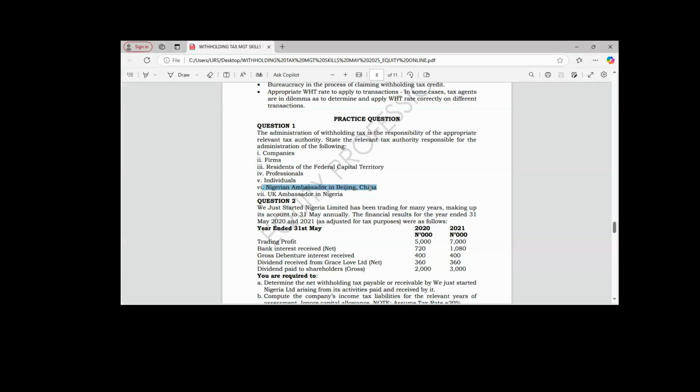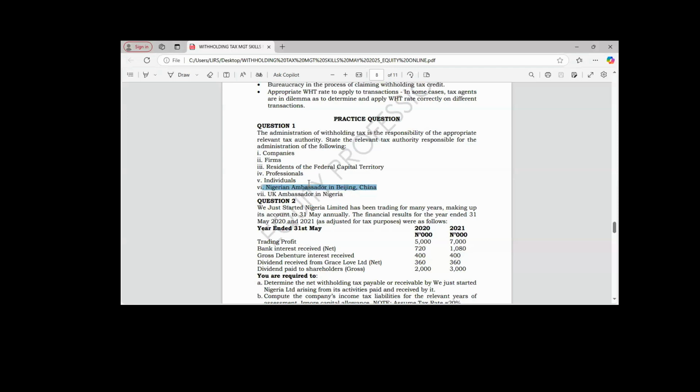It's not a non-resident. Truly, it's FIRS, but that description is not the answer. This person is in China. Yes, the fact that it's in China is what? Ambassador representing Nigeria in China. So it's our citizen that is representing us in China. So he is a resident, he's just representing us in China.